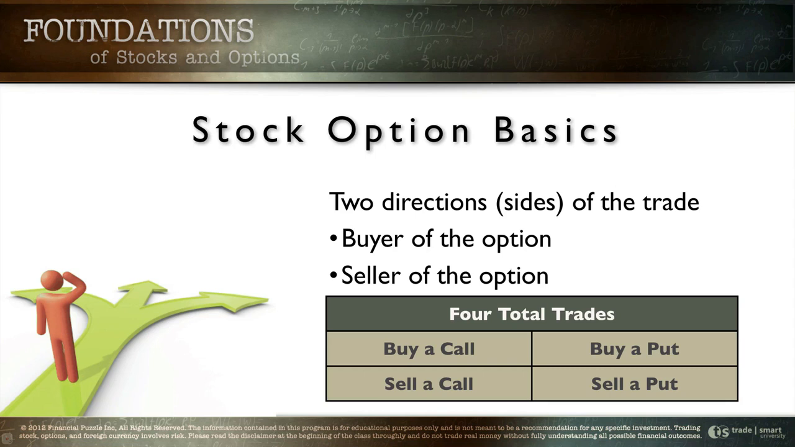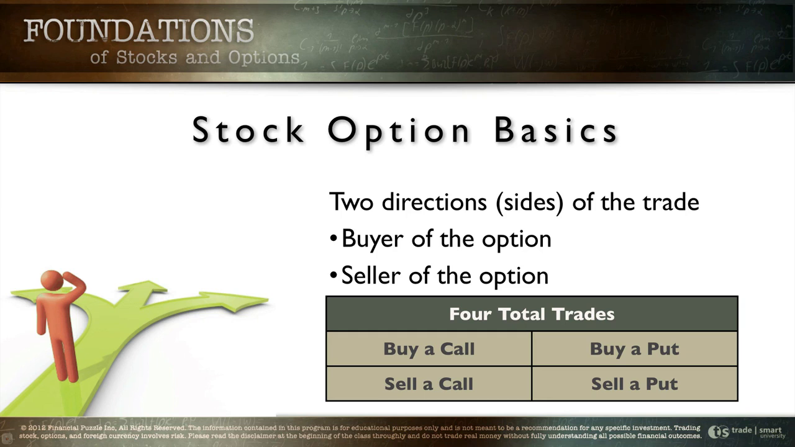And, of course, there's always two positions. There's always a buyer and a seller. The buyer of the option receives all the rights. The seller of the option has all the obligations. So, in total, that becomes 4 trades. You can buy a call, sell a call, buy a put, sell a put.